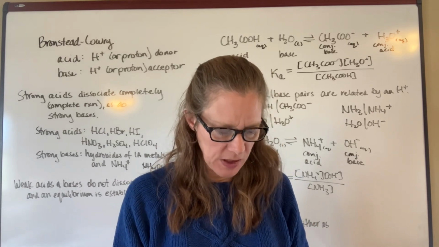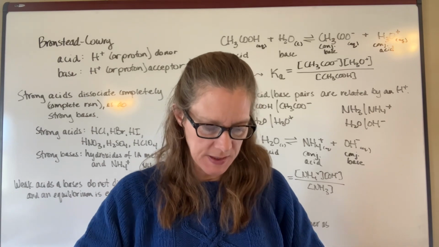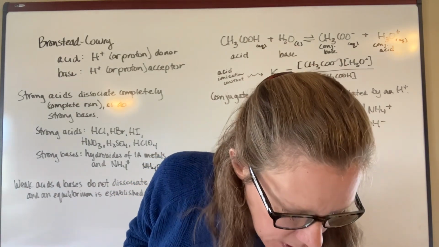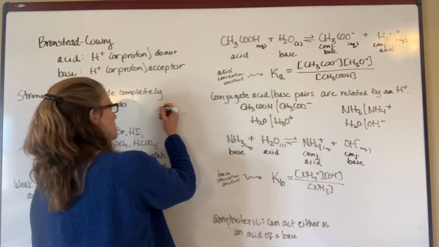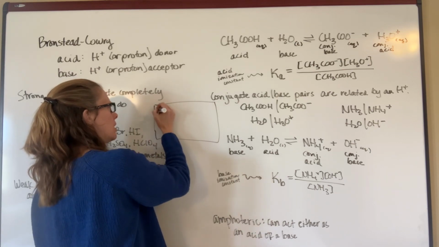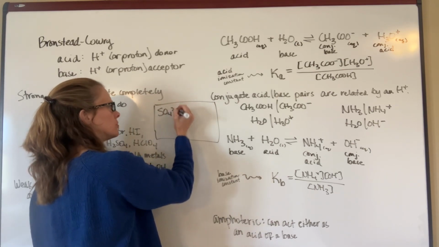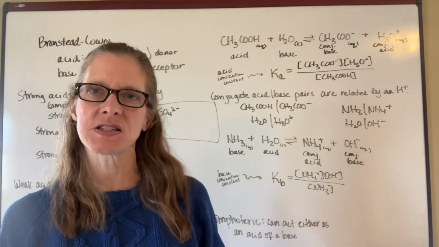So if we look at example 7.1, they are asking us to determine the conjugate acid for, I'm just going to put a little box here in the middle so that it doesn't get too mixed up with everything else, for SO4 2 minus. So they're asking us what is the conjugate acid for that.